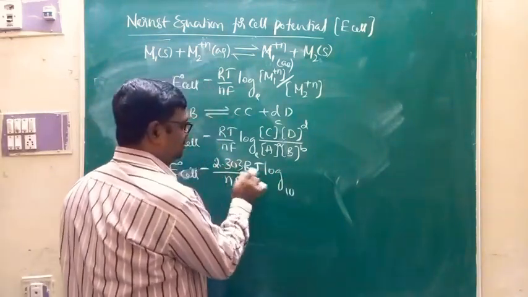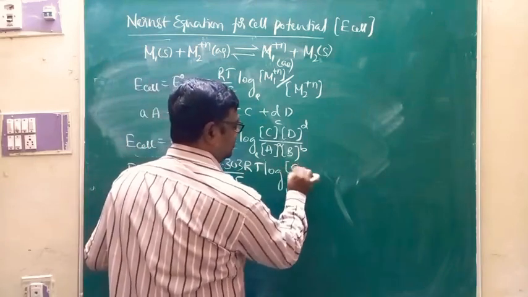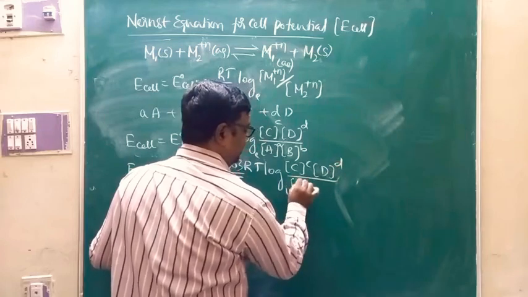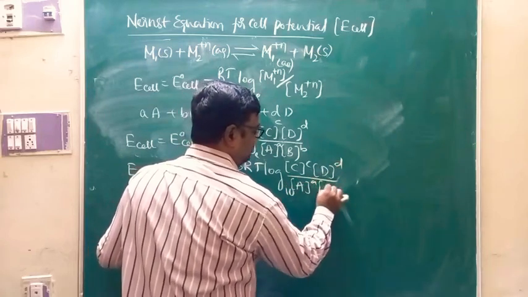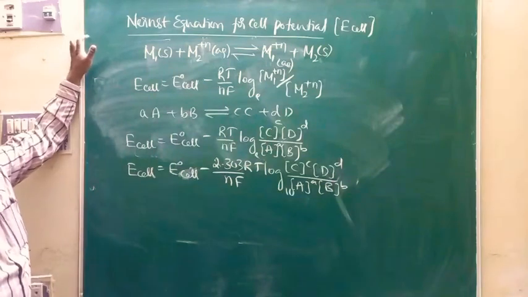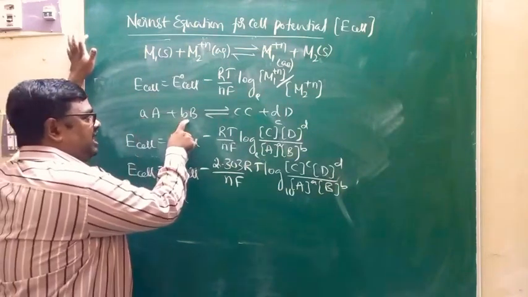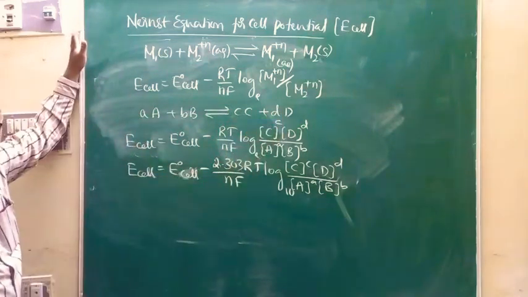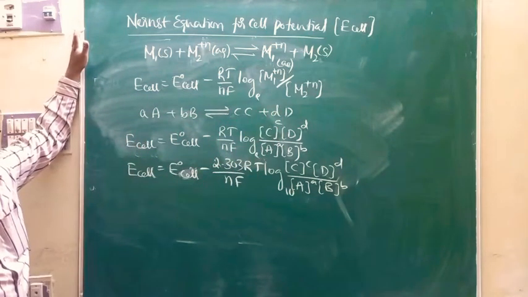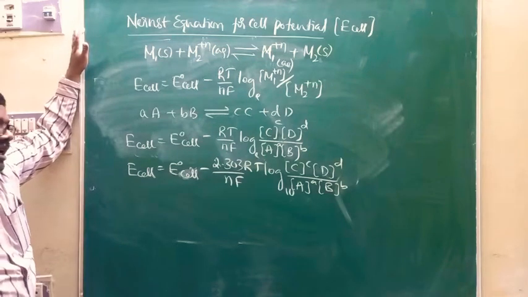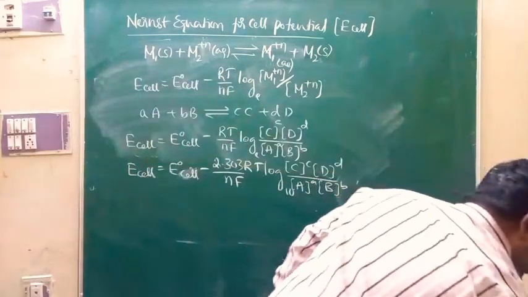Now, by writing 2.303 it becomes base 10. That is equal to C to the power c, D to the power d divided by A to the power a and of course B to the power b. This is what we call the Nernst equation for the reaction a times A plus b times B to give c times C and d times D. This is the Nernst equation. Understood? So I will give you an example.